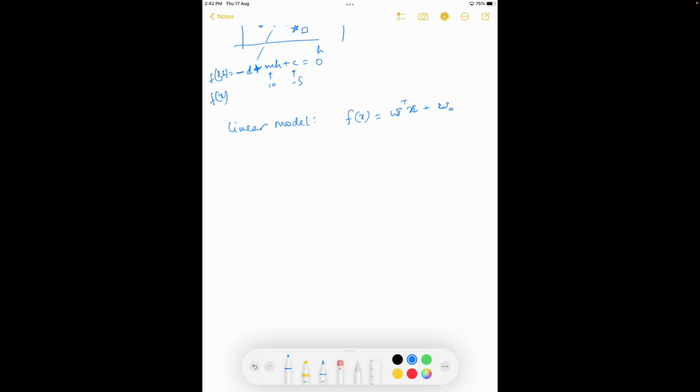So for example, if x is 2-dimensional, then this is w1 x1 plus w2 x2 plus w0. That's the equation of a line. If you write it in vector notation, then it is w transpose x plus w0. And f(x) is positive or negative. Depending on that, you can decide your class. This is a linear model of classification, let's say.